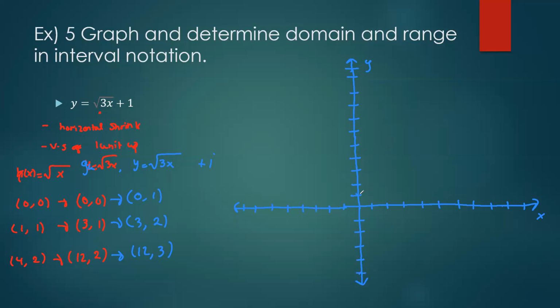Zero, 1 would be right here. 3, 2 would be. 12, 3 would be, yeah, let's make 12 right here. So 12, 3 would be. Okay, so this is your graph.